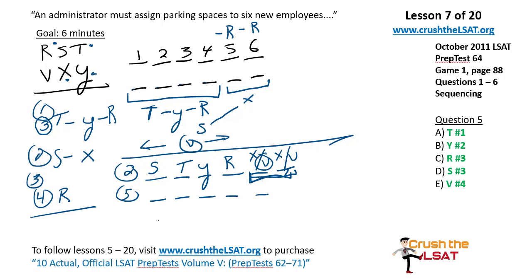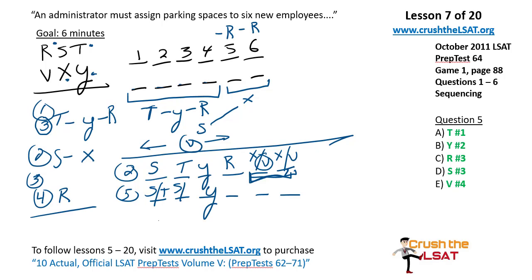Very similar scenario here. If Y is in a higher slot than S, look at our master sketch. If Y is in a higher slot than S, then that means Y must be where? We said it could be in 2 or 3. It's going to have to be in 3. So Y goes in 3. Now, how about slots 1 and 2? Well, slot 1, it could be S or T.